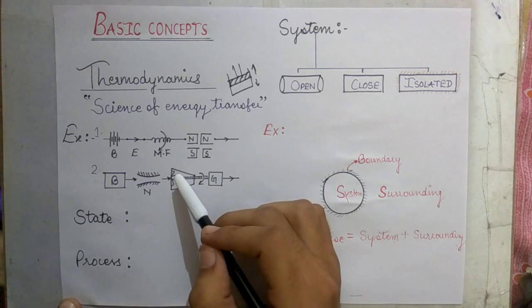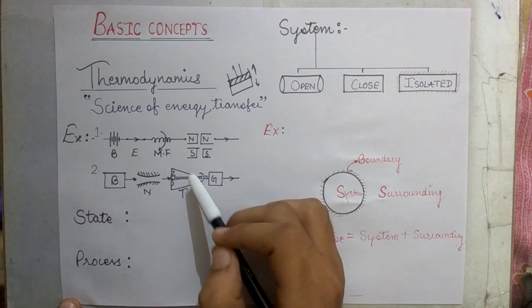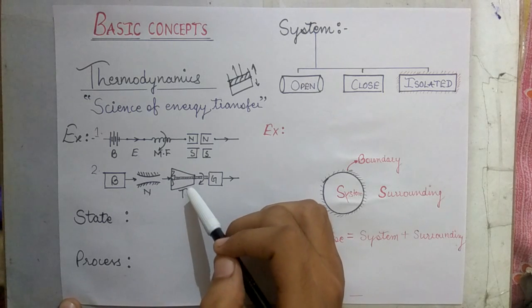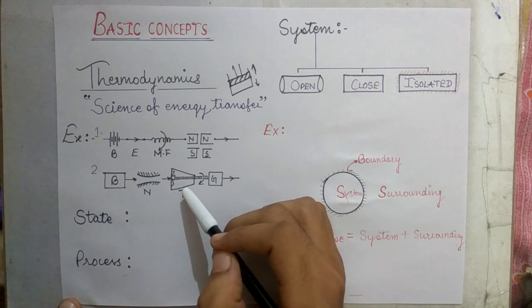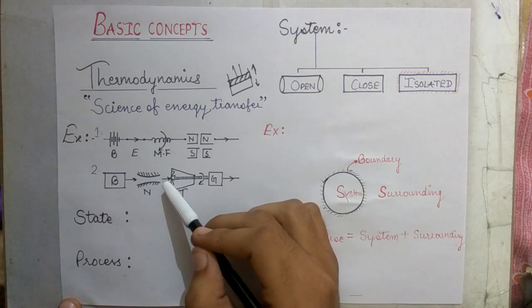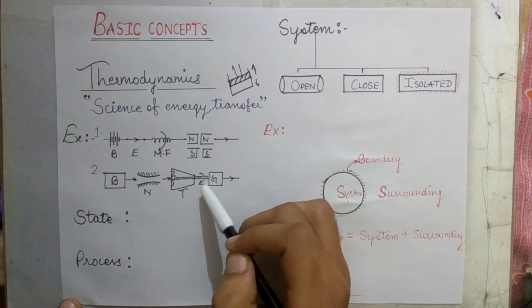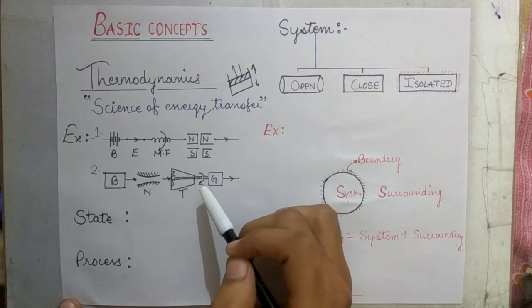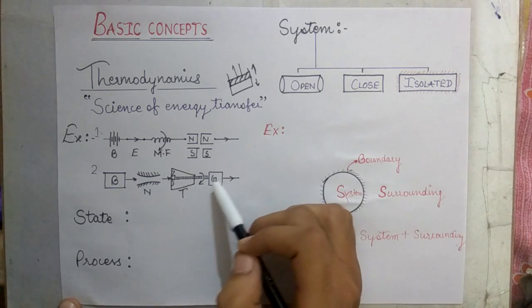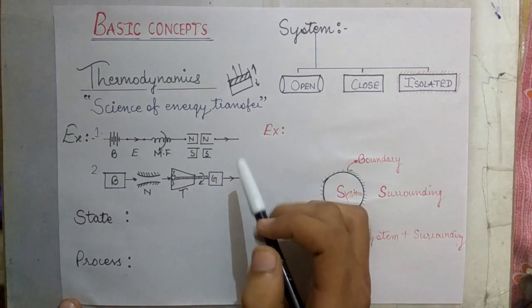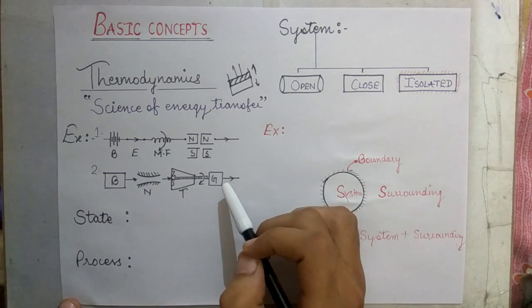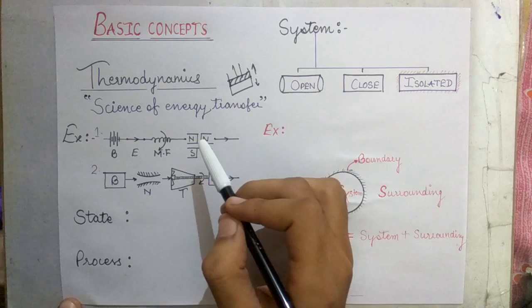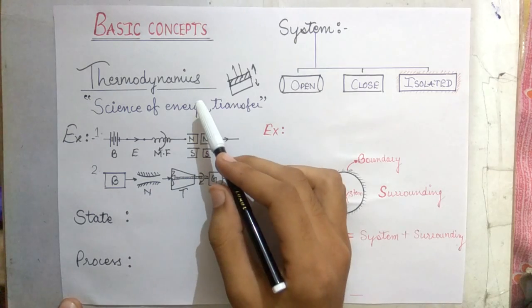So the turbine here is also working as an energy converting device. It converts the kinetic or pressure energy into mechanical energy. And if the shaft is coupled with a generator, we get electrical energy from mechanical energy. So this is all possible by thermodynamics.